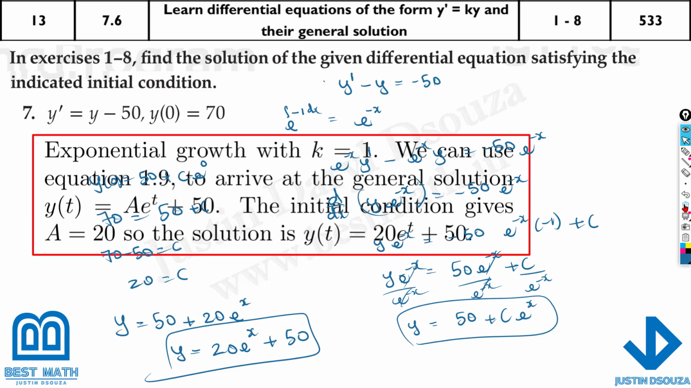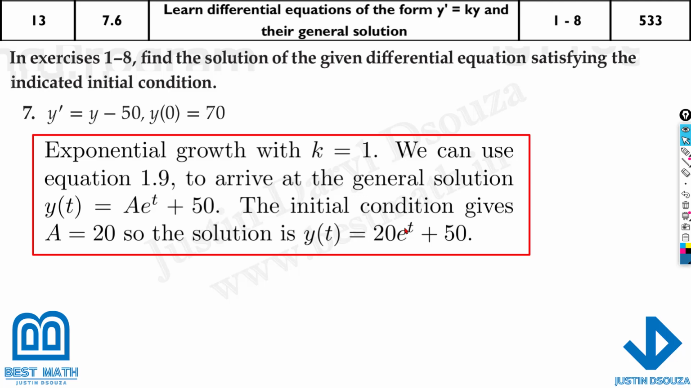It depends, oh yeah, it's t or x. I generally do it with x. I don't write t. It naturally comes as x for me, d by dx. Whenever I solve differential equations, I just use x. But it's fine, you can use t as well.